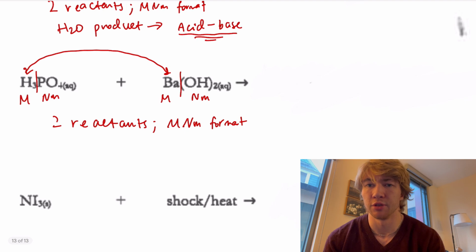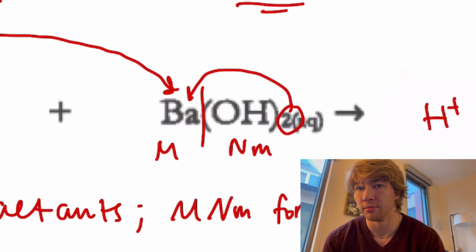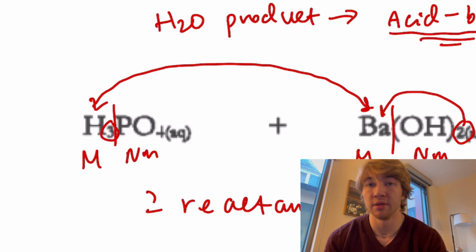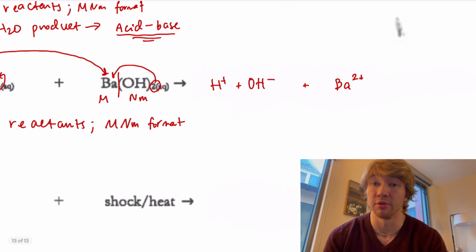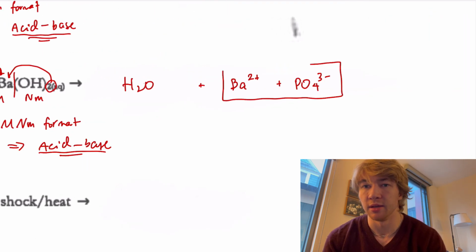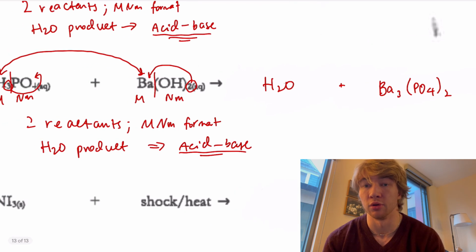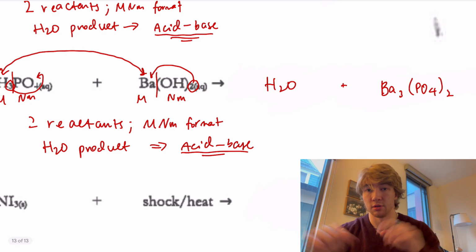And then to figure out the charges for barium and phosphate, OH is a 1-, and there's 2 of them. So that means that barium's got to be 2+ to balance that. And H is 1+, and there's 3 of them, which means that phosphate has to be 3-. So when we combine this, Ba2+ and PO4 3-, we get Ba3(PO4)2. It's like we just switch the charges.